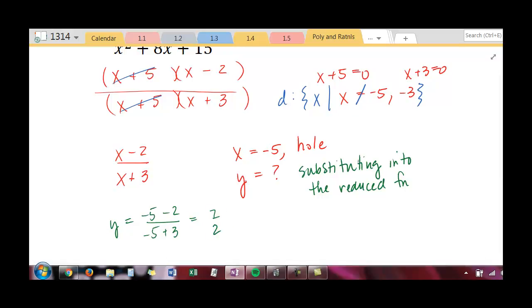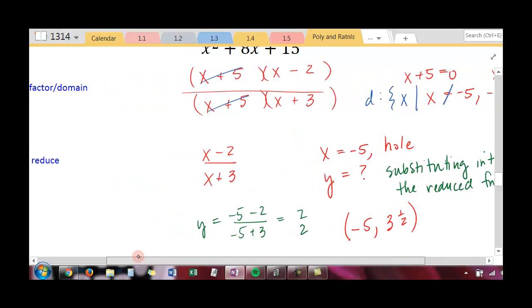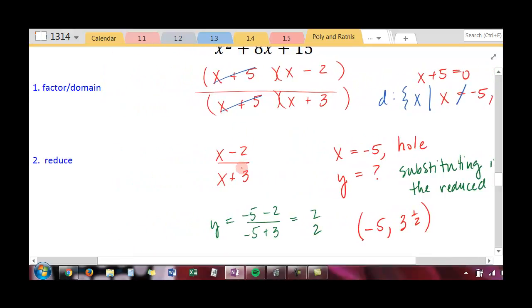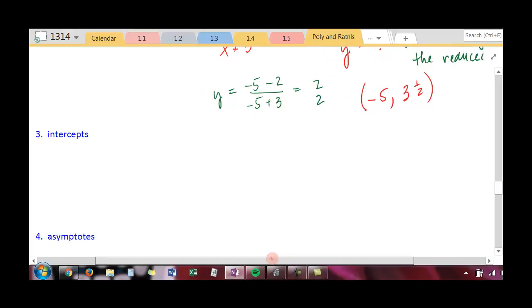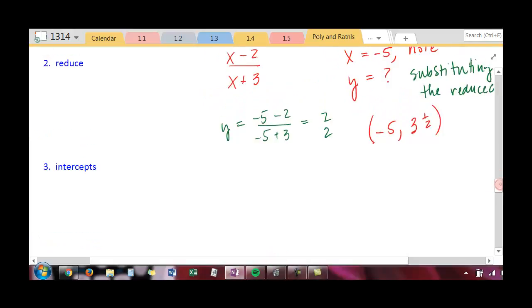So I'm going to write this as an ordered pair. I like to see that when I go back and look at my information. I know that at negative 5, and we're going to call this 3.5, I have a hole occurring in the graph. So that's some important information that comes out of the fact that when I reduced it, I had something going on. Now let's move down, talk again about our x-intercepts. So from here on out, we are going to be dealing with this reduced fraction.